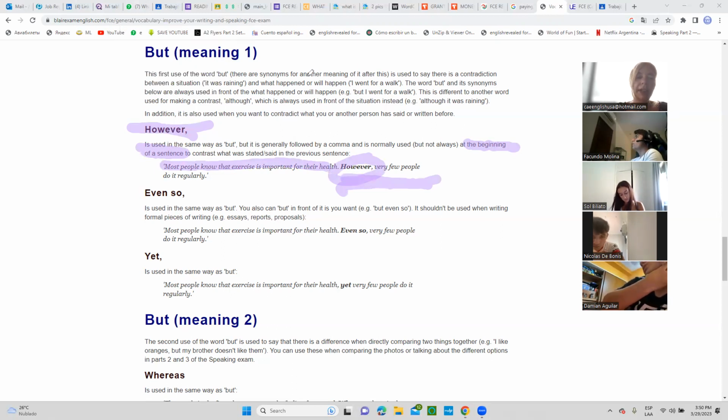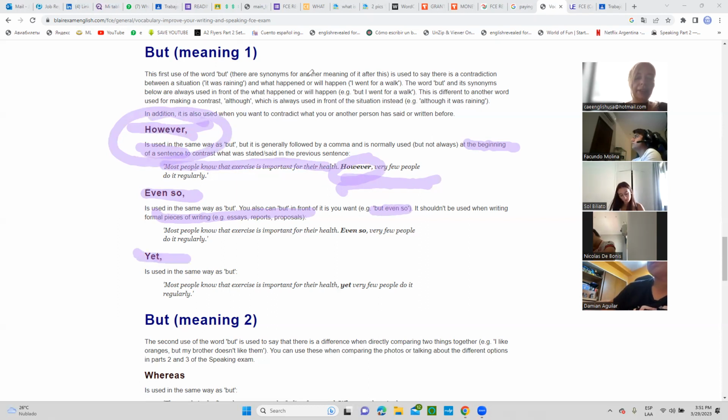Okay? Even so, it is used in the same way as but. Like but, you can put it in front of it if you want. You can put but in front of even so, but even so. It shouldn't be used when writing formal pieces, so we're not going to write it for essays, okay? Most people know that exercise is important for their health. Even so, very few people do it regularly. So let's try to avoid it in the essays. Better to use however, okay?